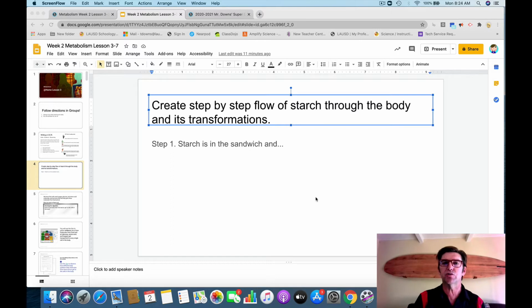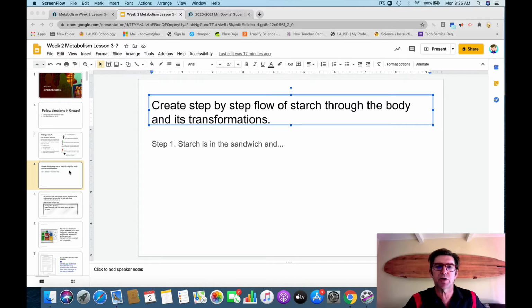And when we take in nutrients and oxygen, how do those molecules get into the cells? Because the cell is where everything happens. The cell is where things get processed, changed, gives us energy. That's what metabolism is. So we're going to dive into that and then come up with a basic step-by-step flow of starch through the body and its transformation. That's Monday's goal.